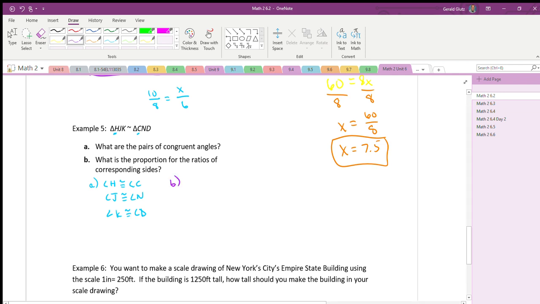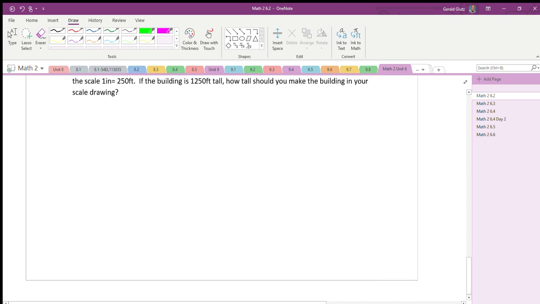So for part B, what is the proportion for the ratios of the corresponding sides? So let's look at the first side. So the first two letters are HJ. Those have to be corresponding with the first two letters of the second one, so CN. If I choose the second two letters, JK, so JK has to be corresponding with the second two letters over here, so ND. And if I look at the first and third, so HK, that has to be corresponding with the first and third over here, which would be CD. So if they don't have a picture drawn and they just give you this, you could still find the proportion that way.